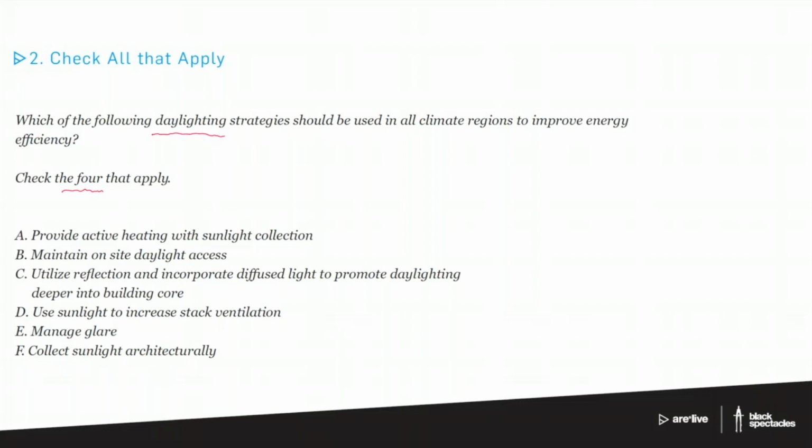A says provide active heating with sunlight collection. While they say sunlight in here, I'm wondering what they mean by active heating. So that's on my wishy-washy list right now. B says maintain on-site daylight access. That makes sense. We just said how we would plan to use that. C says utilize reflection and incorporate diffuse light. Yes, that makes sense. D says use sunlight to increase stack ventilation. Now here's that little distractor you were talking about before. They're throwing sunlight into it, but what does stack ventilation have to do with daylighting? So again, a little iffy to me.